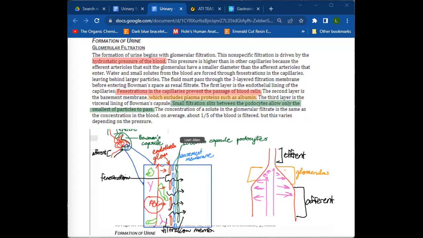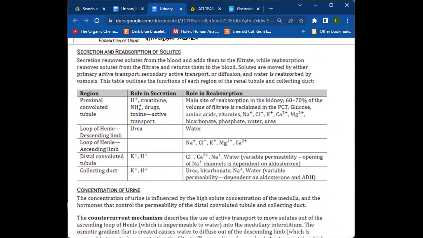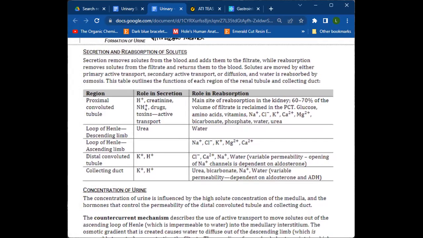So that's what happens at the glomerulus: the blood pressure is pushing stuff out into the Bowman's capsule, and that process of pushing it out is the filtration. Now let's take a look at the other parts of the nephron and what they do.